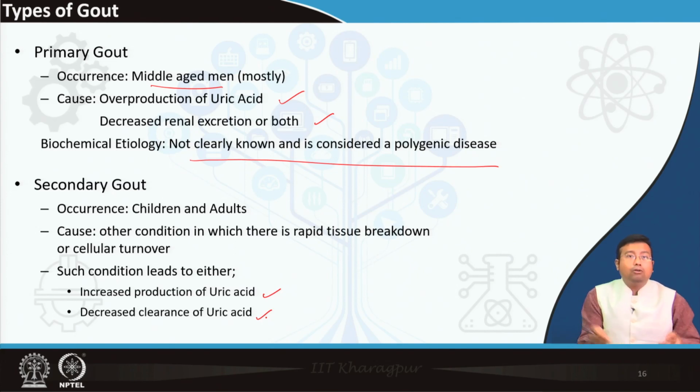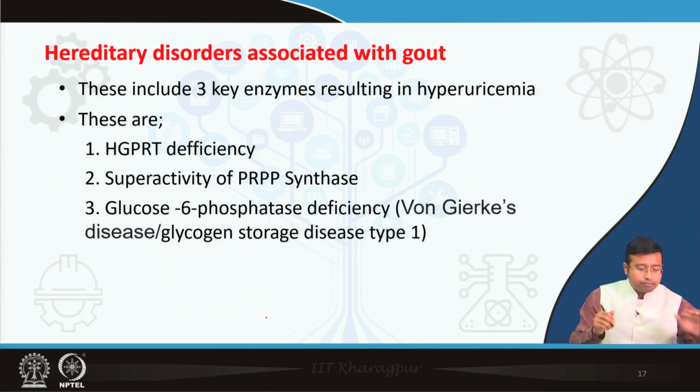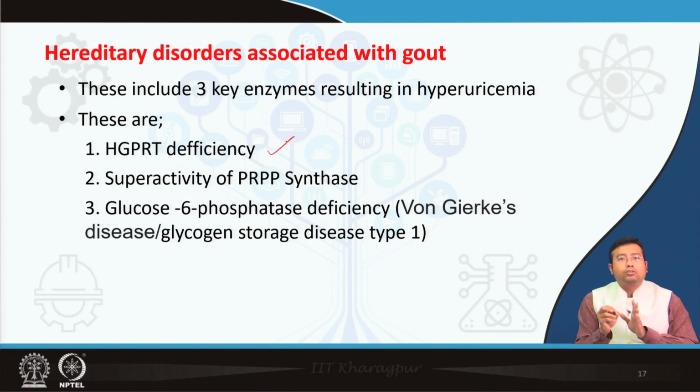And in case of primary gout, just hyperuricemia and gout is there, but no single etiology can be pinpointed. So, what are the hereditary disorders that are associated with gout? These are the disorders that lie in the nucleotide metabolism pathway, or there is some enzyme defect that is present since childhood. So, hereditary, inherited. Number 1, HGPRT deficiency, hypoxanthine guanosine phosphoribosyl transferase, we have discussed in the purine salvage pathway.